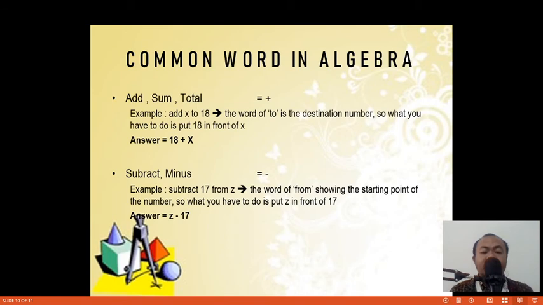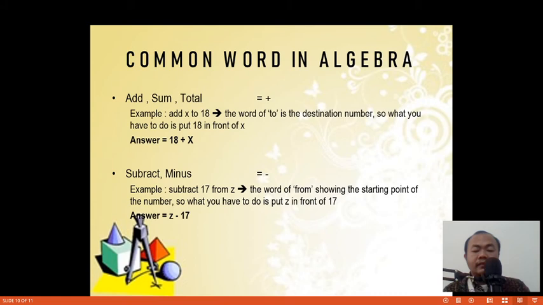Now, we are talking about common words in algebra. Please remember this one, because while you change numbers into words of algebra, that's called an expression, you need to recognize these words. For the plus symbol, usually we use the words add, sum, or total. Example, add x to 18.